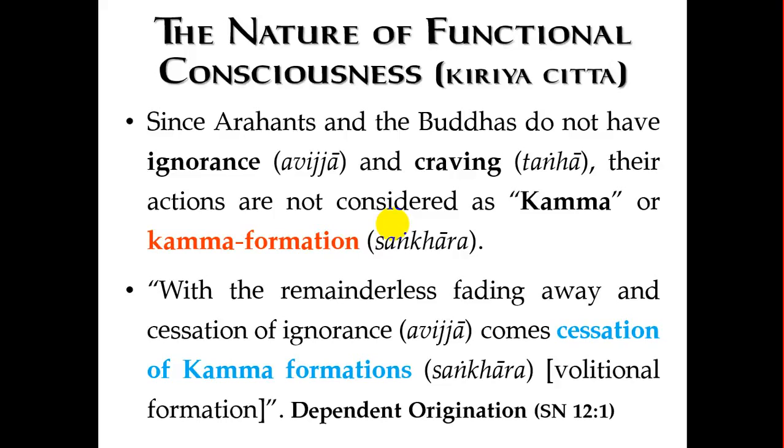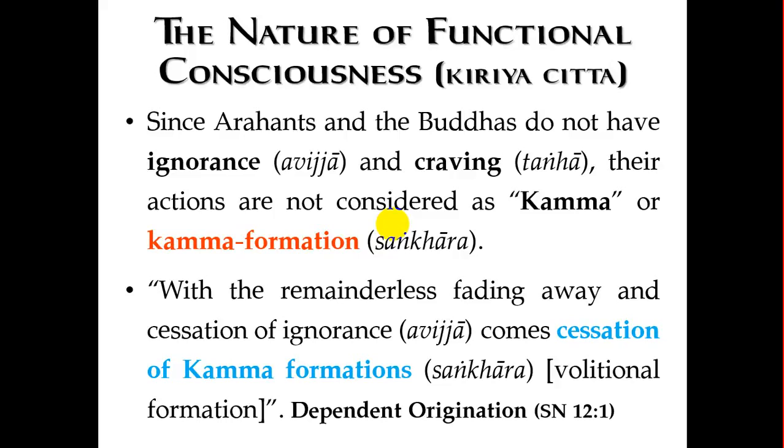We do unwholesome things with ignorance and craving. Because of that, karma is formed. But for an arahant, the Buddha and Paccekabuddha, in their mind there is no ignorance, avijja. Also, there is no craving, tanha. Because of the lack of these two defilements, there is cessation of karma formation. So there is no karma. We cannot call it karma, but it is still action, right? So that action is called kriya.